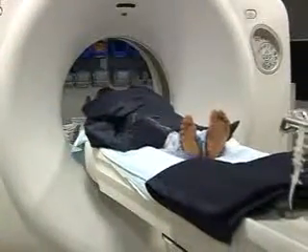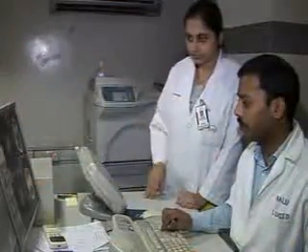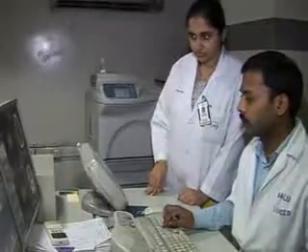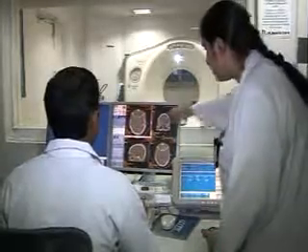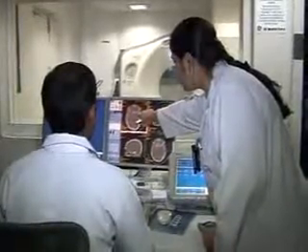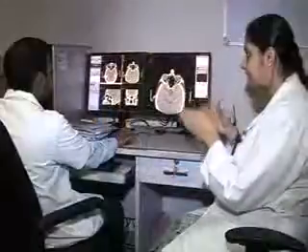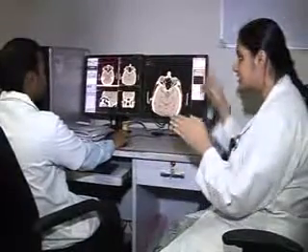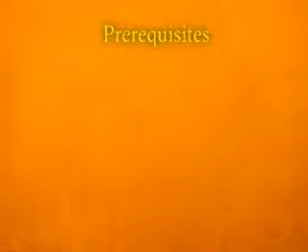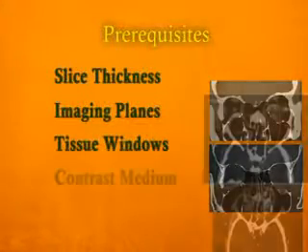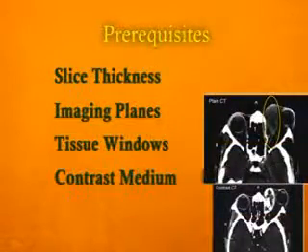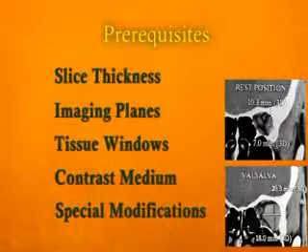This video is an attempt to provide a practical guide to the interpretation of ocular and orbital CT scans. The CT scan is most informative when the ophthalmologist seeks the active participation of the radiologist in the diagnostic workup. The prerequisites which need to be discussed with the radiologist include slice thickness, imaging planes, tissue windows, the need for contrast medium, and special modifications if any.